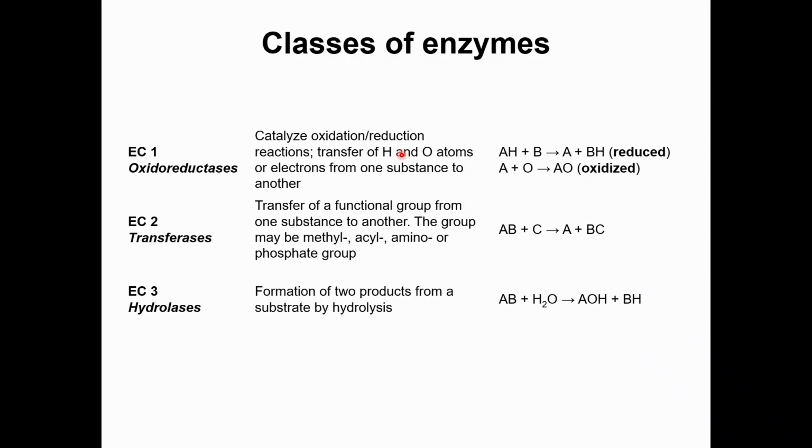So enzymes do many different chemical reactions, and I'm just going to put up two slides that will show you a handful of the most prevalent classes of enzymes, families of enzymes, if you will. So there are oxidoreductases, and these are enzymes that catalyze oxidation reduction reactions, which means they're transferring hydrogen and oxygen atoms from one substance to another. So here's an example where a hydrogen atom is transferred from A to B.